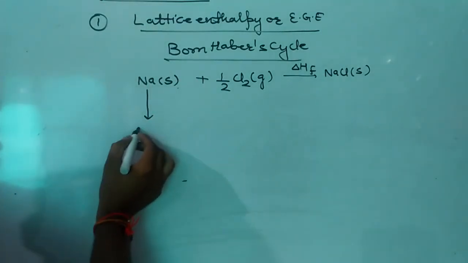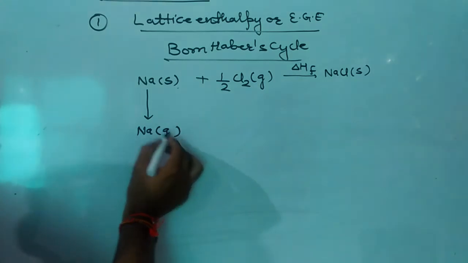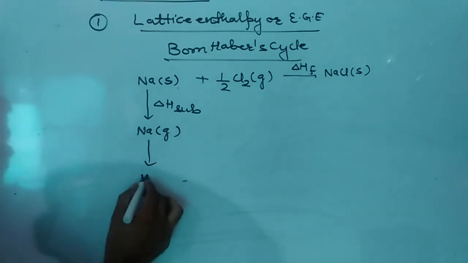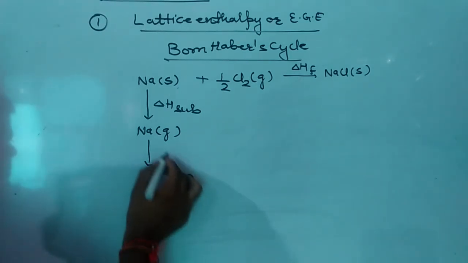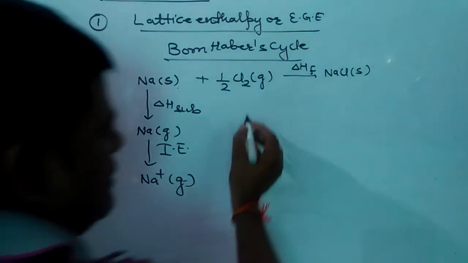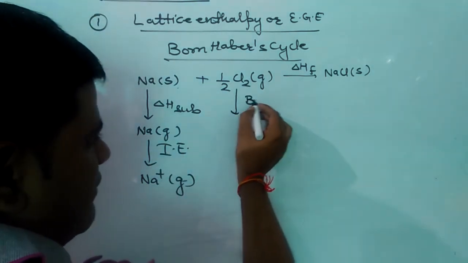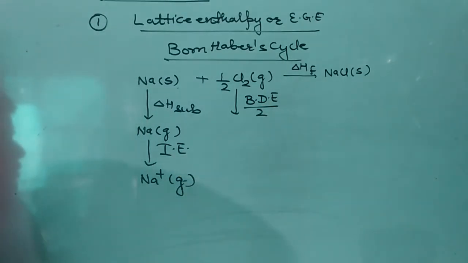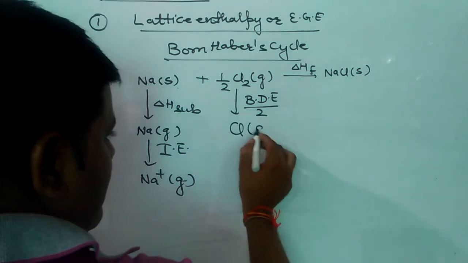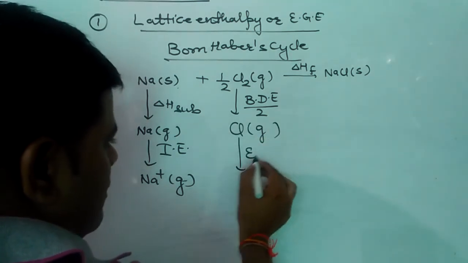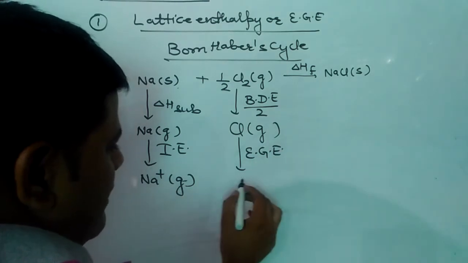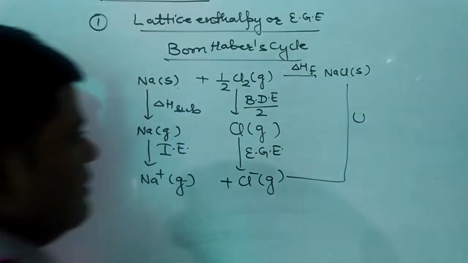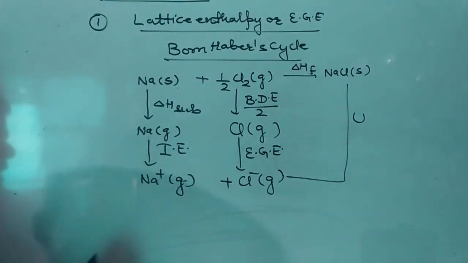Now we have to convert sodium into gaseous state. For that we have to provide enthalpy of sublimation. Then we have to convert it into cation. For that we have to give ionization enthalpy. Chlorine is in molecular state, so first we have to convert it into atomic state. Then we have to take bond dissociation enthalpy divided by 2. So we will get chlorine atom, and this on providing electron gain enthalpy is converted into chloride in gaseous state. They will combine together to give you NaCl solid, and here it will be lattice enthalpy.